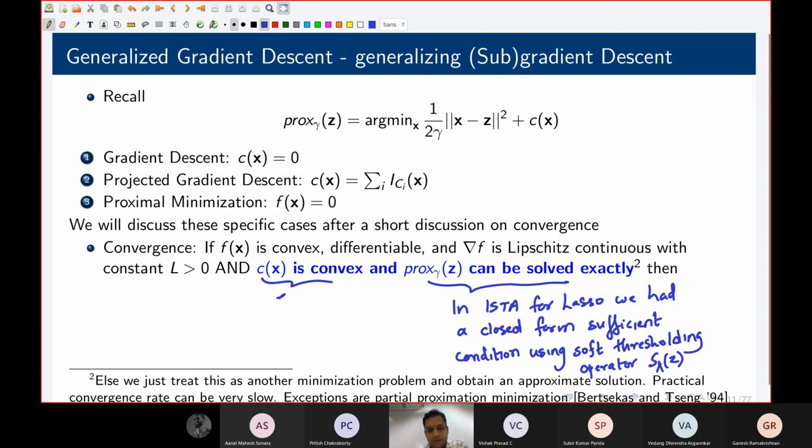So, e.g., the one norm of x cannot be differentiable, but is convex. Right? F is convex and differentiable, which is fine. Lipschitz continuity, can we have it for the gradient? That is, half of the norm of x minus y squared. This is Lipschitz smooth, right?